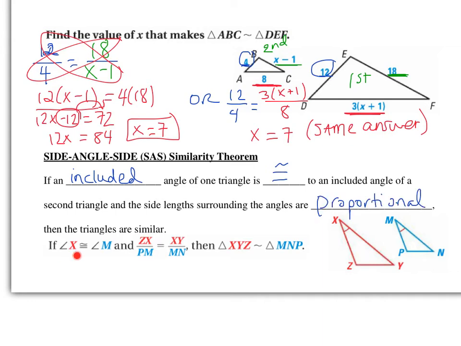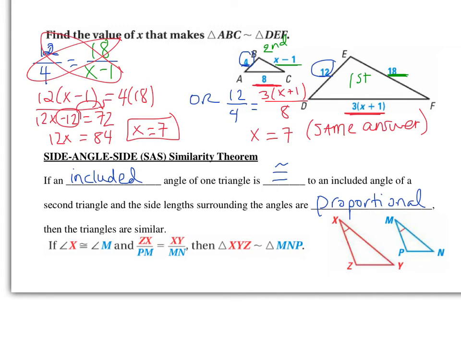So if you notice, my angle X and M are congruent, but I'm not going to make any congruent marks on my triangle surrounding them. But if you notice, the XZ is right here, and that's proportional to MP, the same ratio. And XY over MN is also the same ratio, so they're equal to the same ratios.